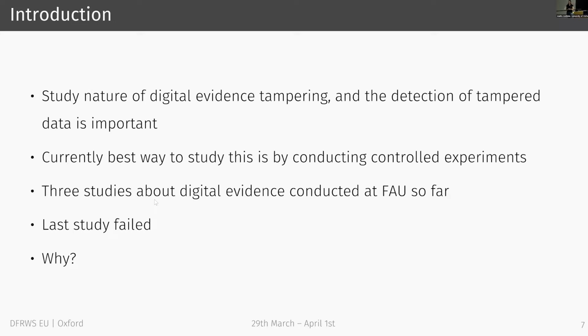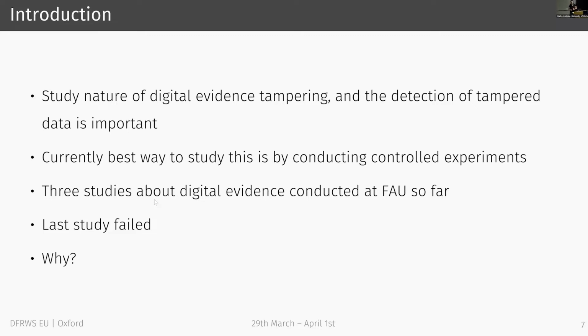Therefore we at the FAU think that it's important to study the nature of digital evidence tampering and to study how tampered data can be detected. Since we are interested in successful forgeries and how to detect them, we cannot study this in the real world because we wouldn't be able to notice a good forgery. So the best way we can study this is currently to conduct controlled experiments. And we did that in the past. We conducted 3 studies with 7 experiments so far.